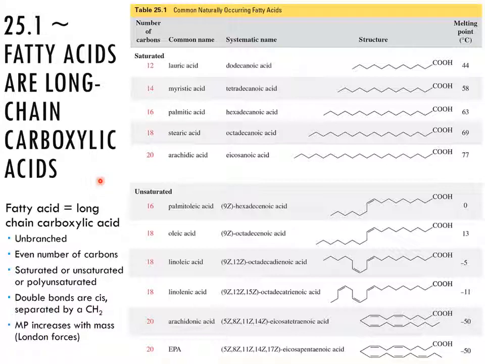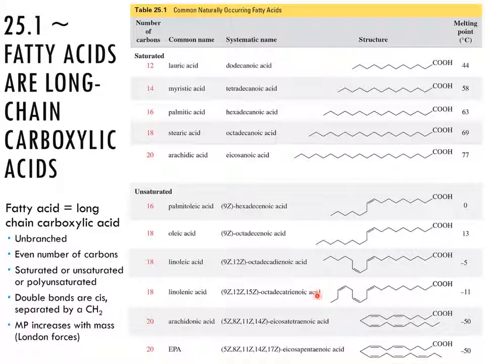So a couple things to take note of. We have a table here with a variety of fatty acids in it. The first column shows us how many carbons they have. Notice the numbers. They are all even numbers. So these fatty acid chains have an even number of carbons. And then when we look at the structures over here, they are all very long carbon chains. The top half are all saturated, so no double bonds.